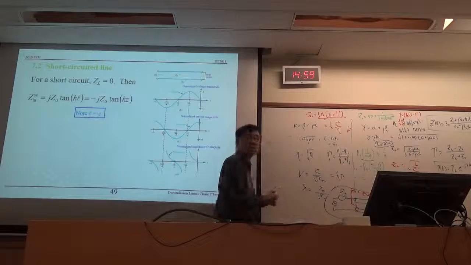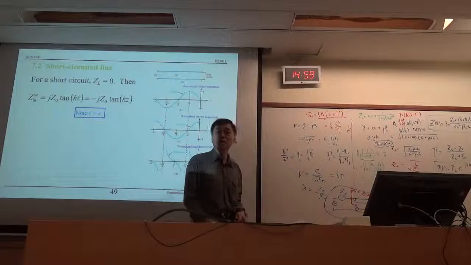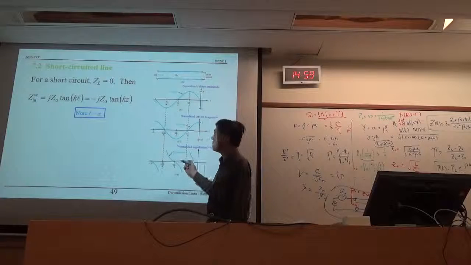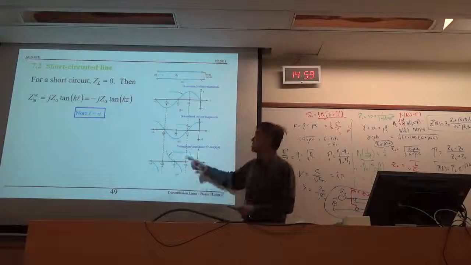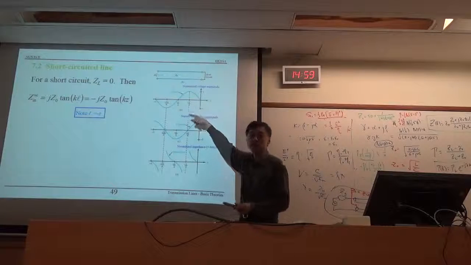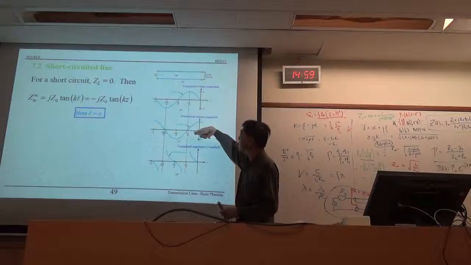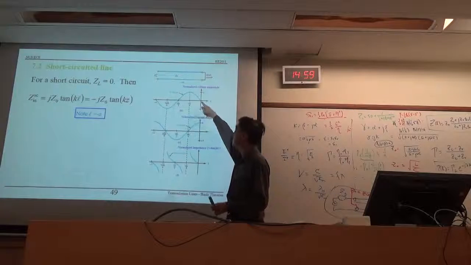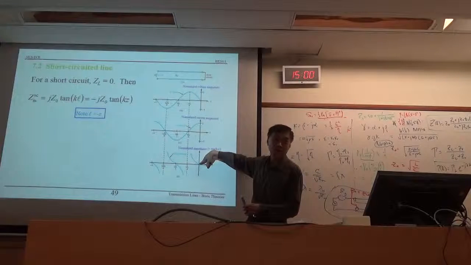This zeta is equal to E plus over I plus. But this input impedance is the total voltage divided by the total current. Two different things. So you can see that when the total voltage equals 0, the impedance goes to 0, because impedance is equal to V over I.